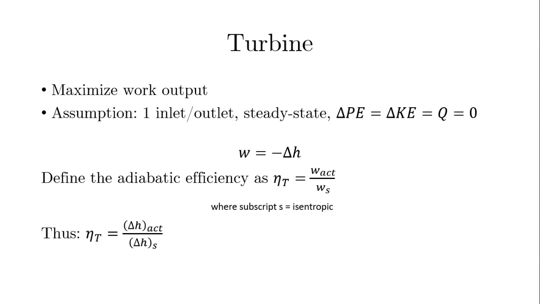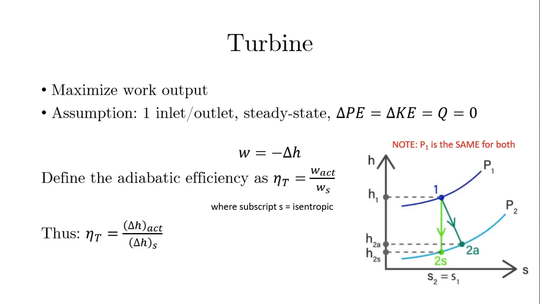So what we can see from the relation from the first law is that, since I'm characterizing the turbine in terms of work, I can now replace work with enthalpy using the first law. And so I can define the efficiency of a turbine as the ratio of the actual enthalpy change divided by the isentropic enthalpy change.